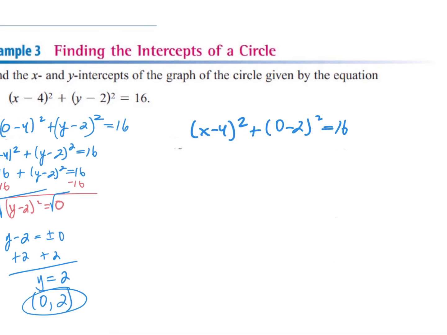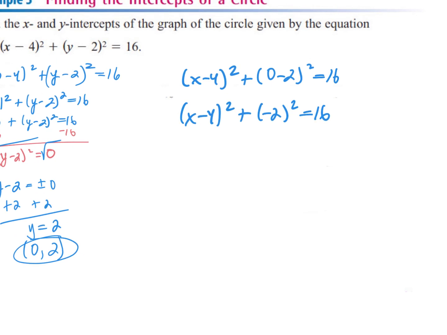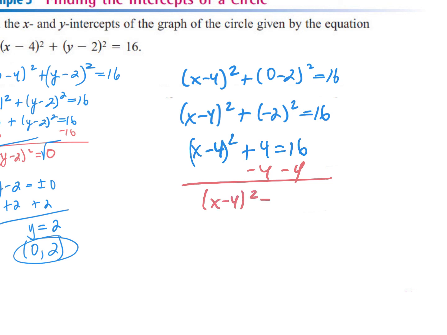Let's go through the motions again. x minus 4 squared plus, what's 0 minus 2? So I have negative 2 squared equals 16. x minus 4 squared plus 4 equals 16. Now what? Subtract 4. So you have x minus 4 squared equals 12.